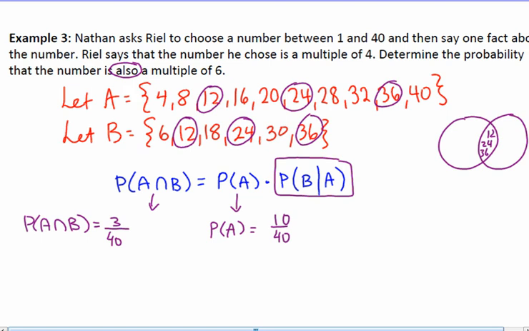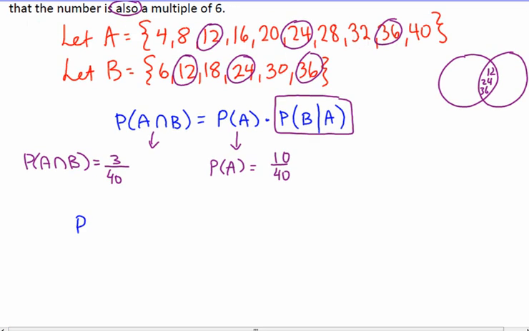So could we solve for this guy? Yeah, we know two, we're looking for the third. So we want to rearrange the formula. What can we do to this formula to get this all by itself? Divide both sides by P of A. So the probability that it's B, given that A has already occurred, so we know it's already a multiple of 4, is equal to the probability of A and B all over the probability of A.